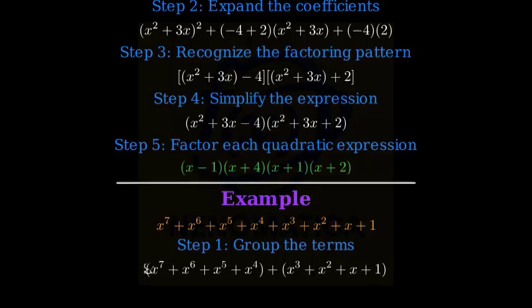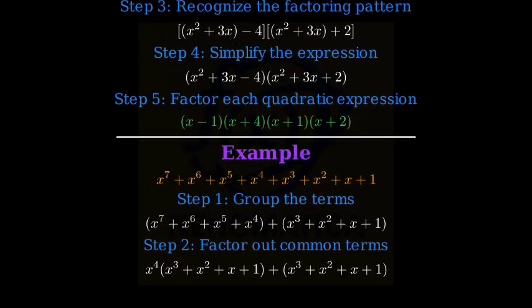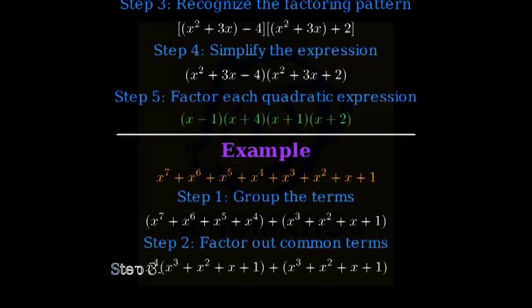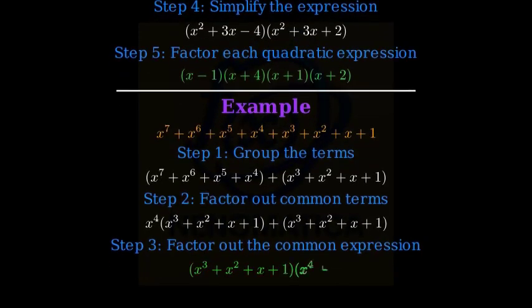In step 2, we'll factor out common terms from each group. This gives us x⁴(x³ + x² + x + 1) + (x³ + x² + x + 1). For our final step, we'll factor out the common expression from both terms. This gives us (x³ + x² + x + 1)(x⁴ + 1).